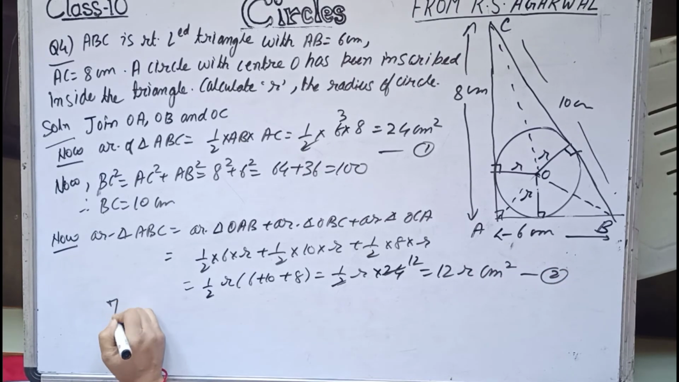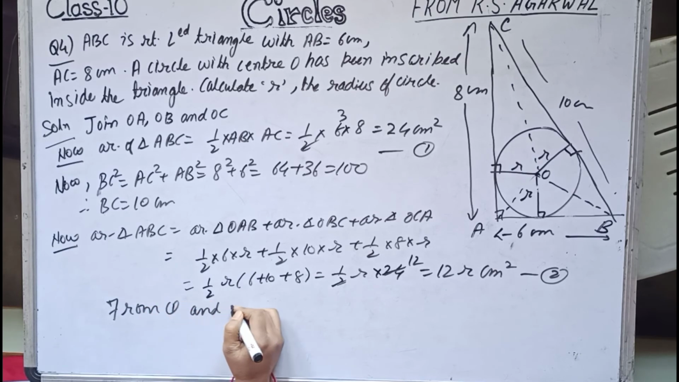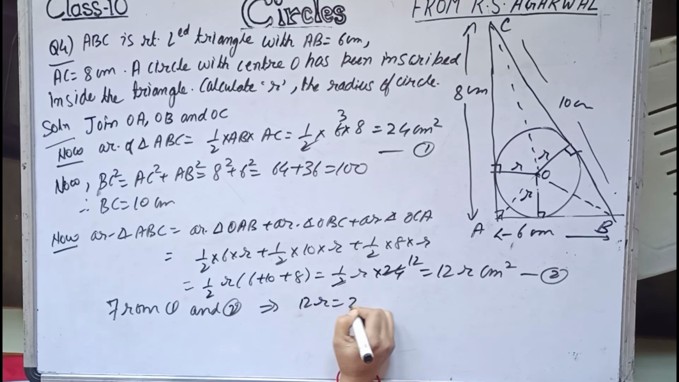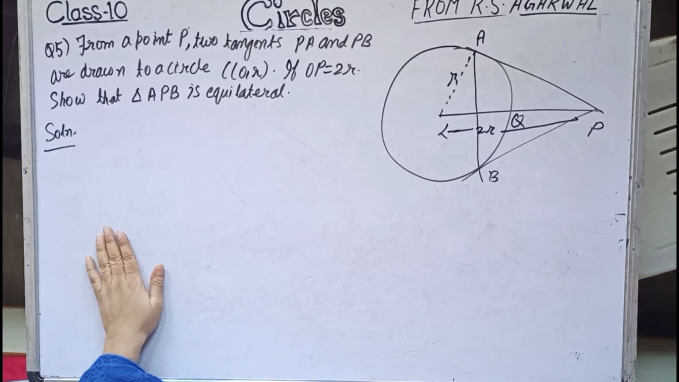Because both equation 1 and 2 are giving the area of the same triangle ABC, therefore we can write 12R equals to 24, which implies R equals to 2 centimeter, and hence this is the answer. Let us move to next question. Let us move to question number 5.